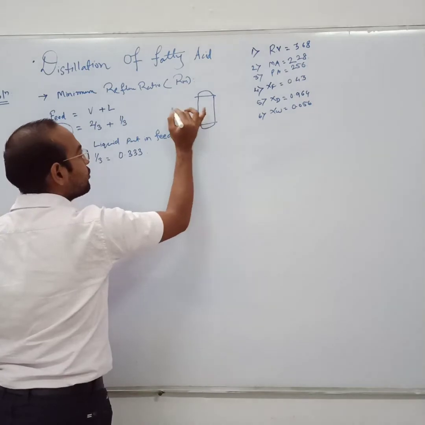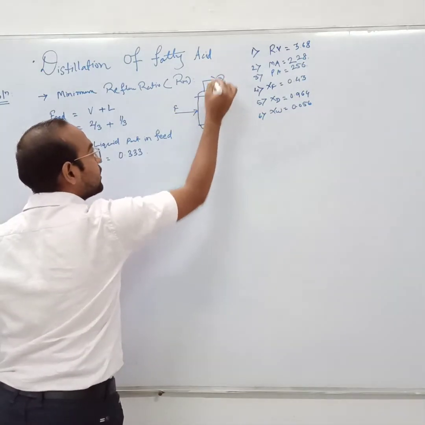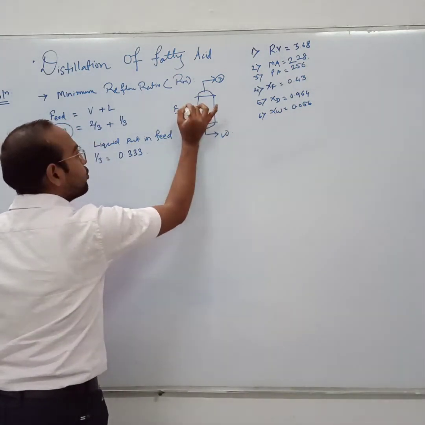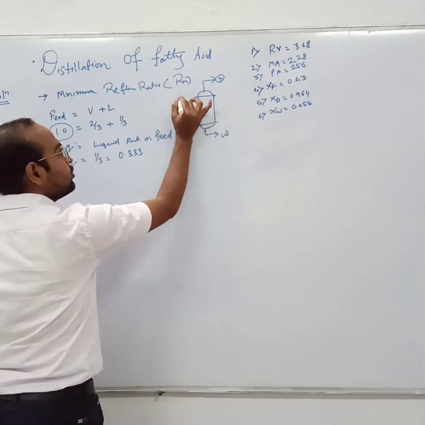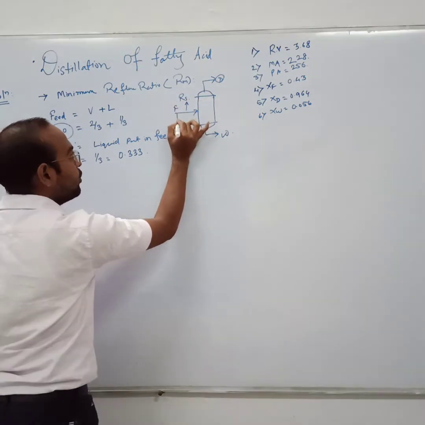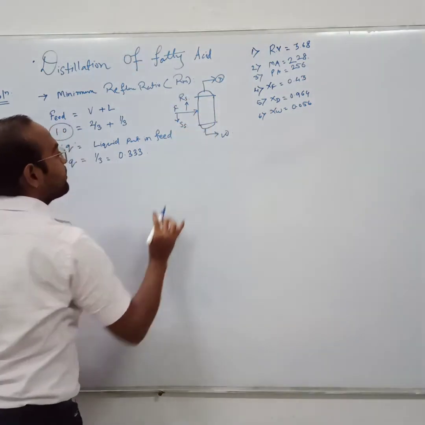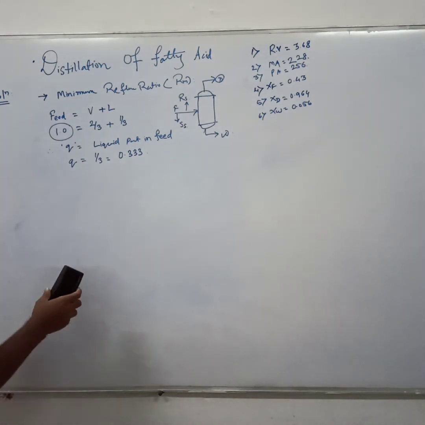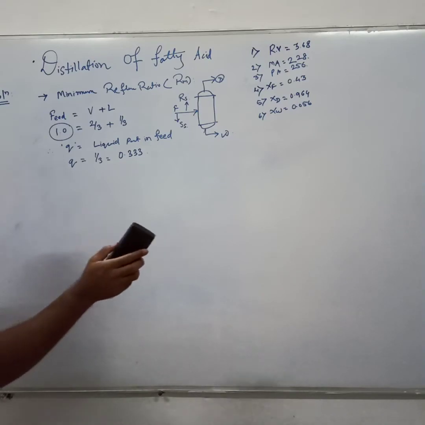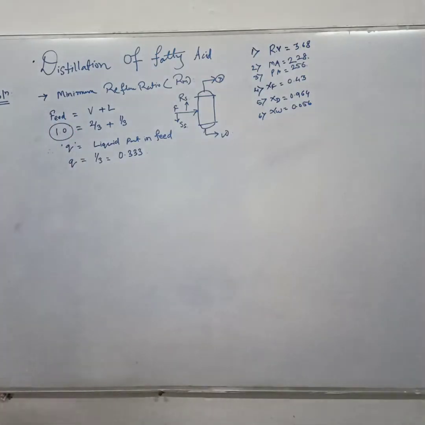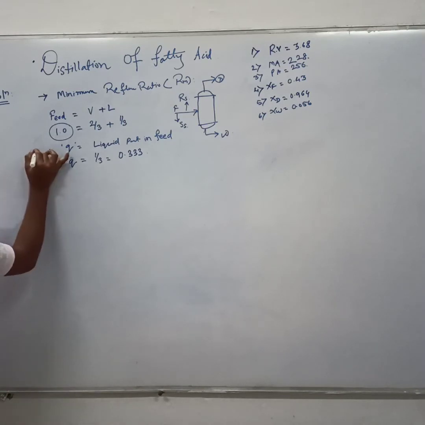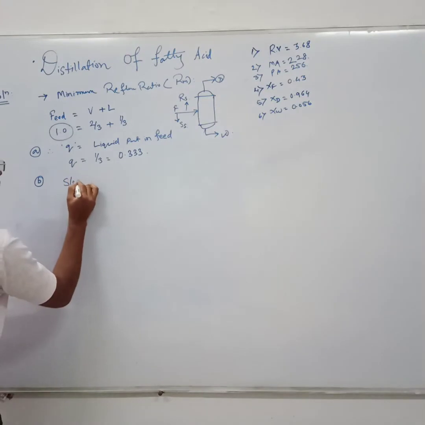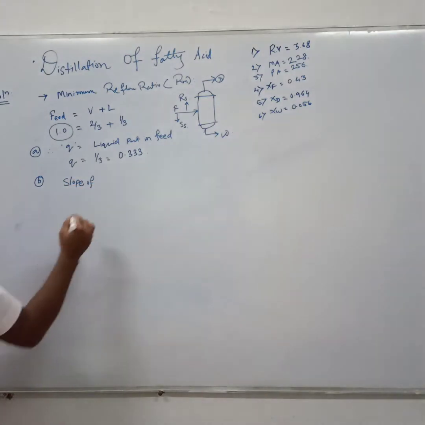This is your feed, this is your top product distillate, this is your bottom product W. The portion above your feed line is your rectification section, and the portion below your feed line is your stripping section. So it's easier to differentiate the parts of your column into rectification and stripping. Okay. Next, this is our q, which we found initially. Next we will find the slope of the feed line.